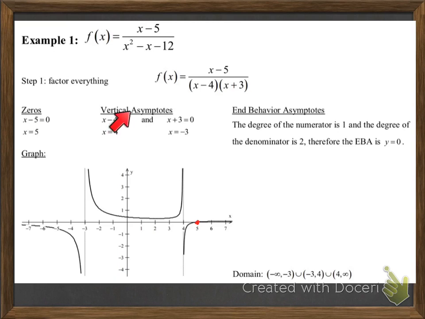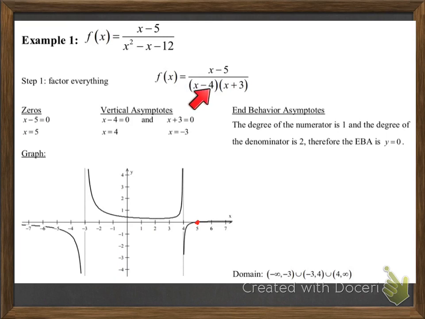Vertical asymptotes. Vertical asymptotes are places where your function is undefined. Now, a function or a fraction is undefined when your denominator is 0. So look at your factors. What value of x would make each factor 0?